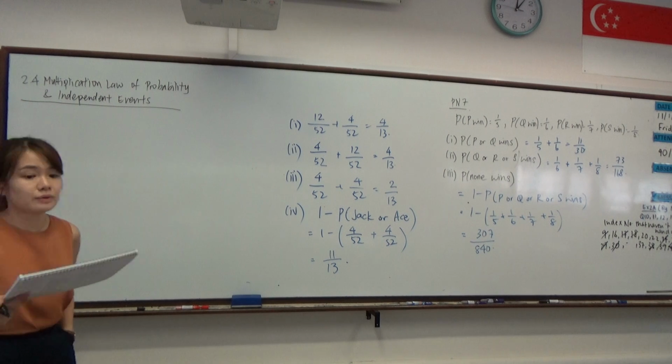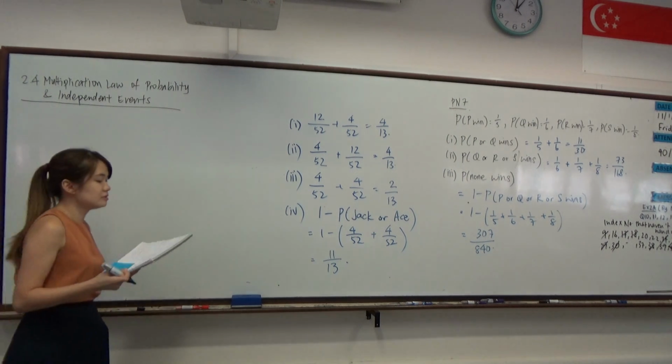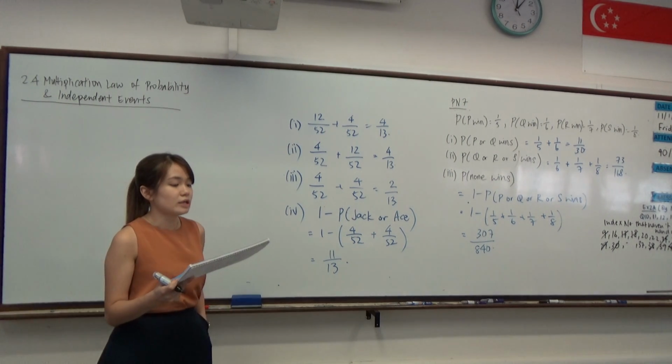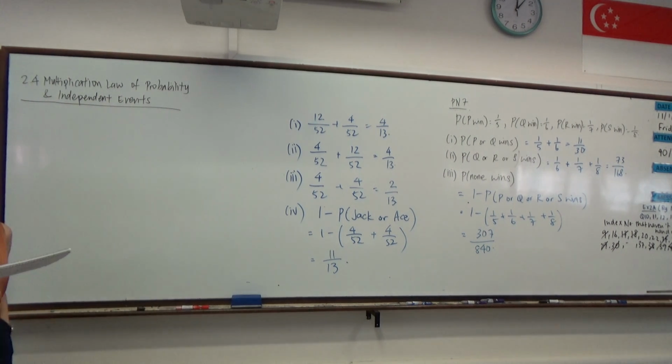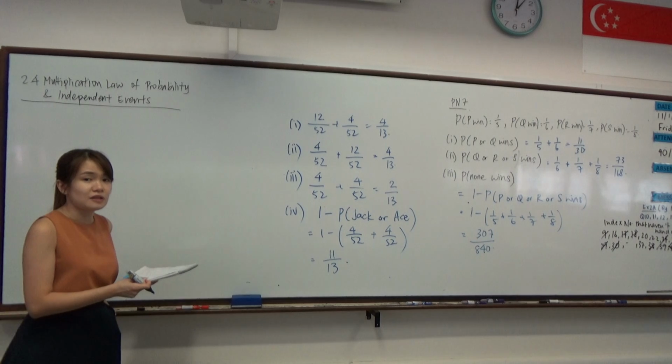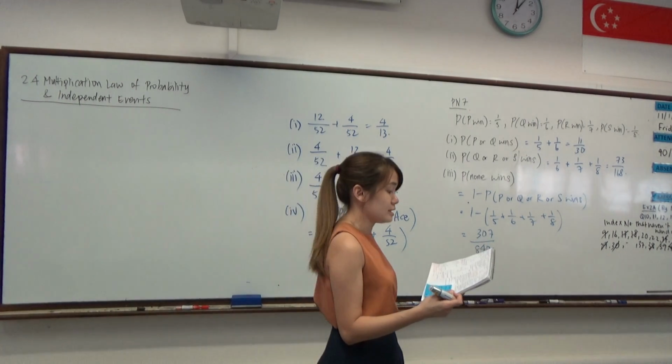Okay, so with that we close out the 2.3. Mutually exclusive events is just like that. Next we look into the multiplication law of probability and also independent events. Other than mutually exclusive events, we also look at another type called independent events. They actually don't mean the same.